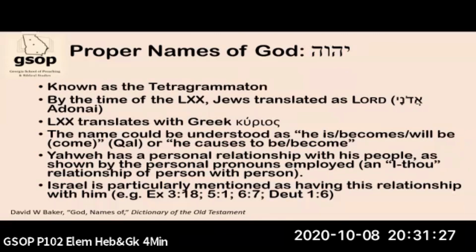God or Yahweh has a personal relationship with his people, shown by the personal pronouns that are used with it. Let's get this I-thou relationship, person to person. Israel is particularly mentioned as having this relationship with him in the various passages I've given you. Yahweh is the God of grace in Exodus 33. And the grammar of Exodus 20, verse 2, for time I won't go there, but it's going to be recorded for you. Exodus 20, verse 2 suggests that the commitment is fixed and immutable.